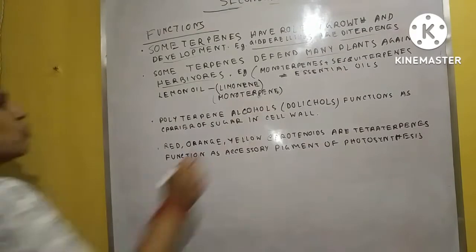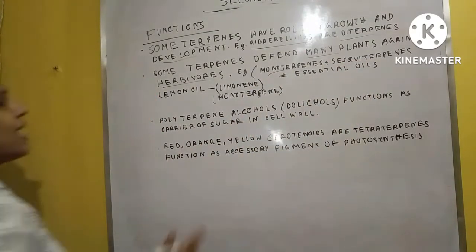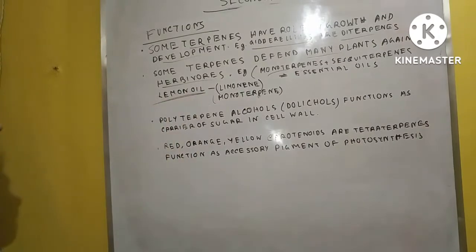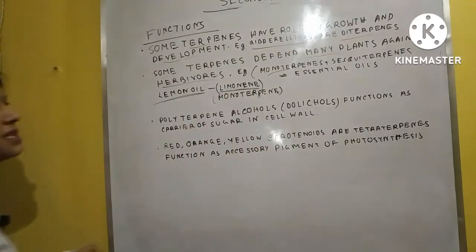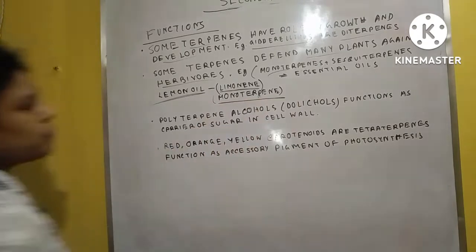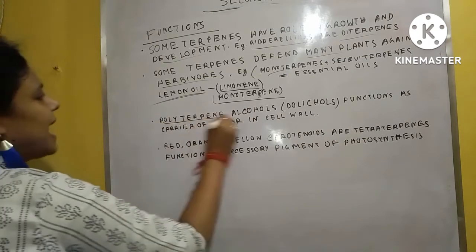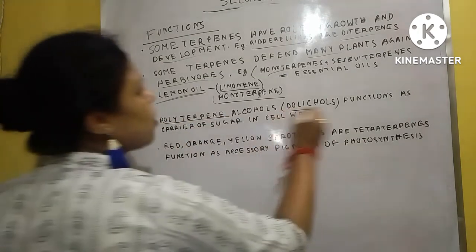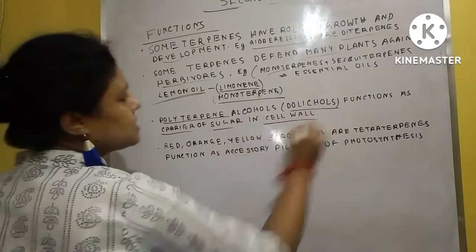And generally monoterpenes and sesquiterpenes form the essential oils. One example is the lemon oil, and we can see the essential oil in the lemon. And this is the limonene. This is known as limonene, and that is a constituent of the monoterpene. Clear? And third one is the polyterpene alcohol, that is called the dolichols, that function as the carrier of sugar in the cell wall.